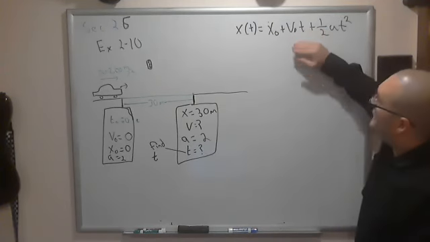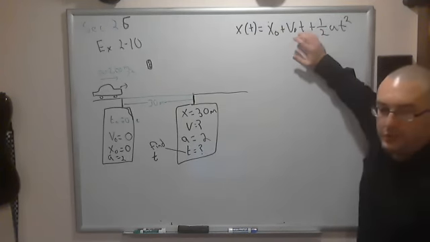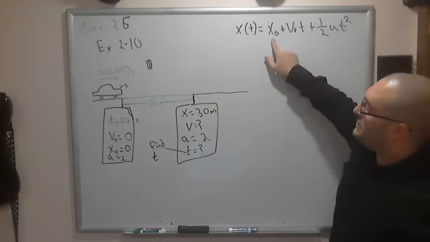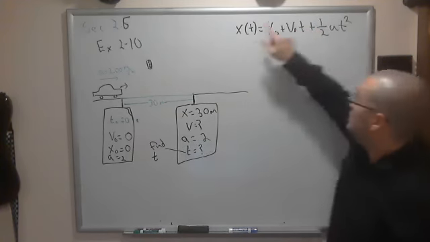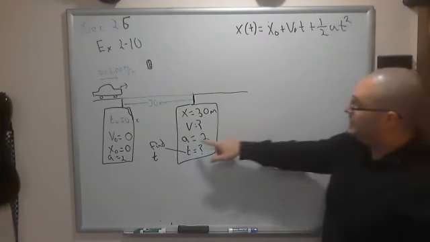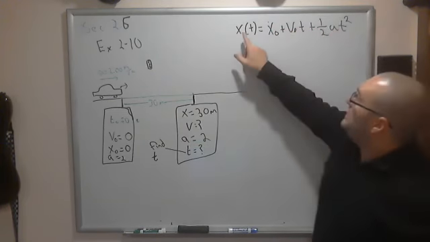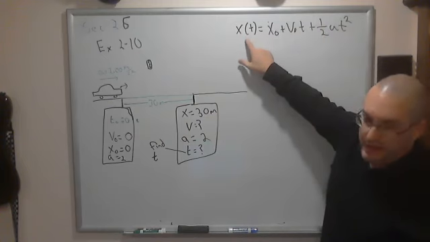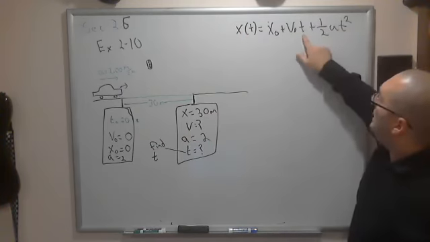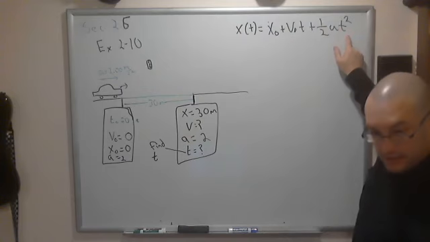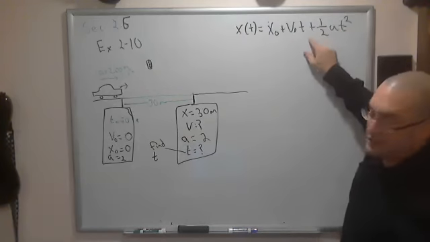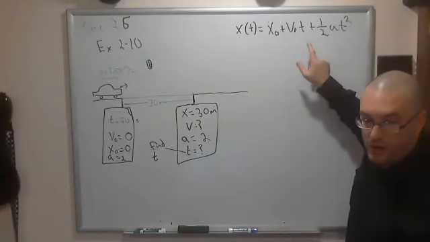Next, we look at what's in this problem. What do we know that's in this problem? Do we know x naught? Yes. Do we know v naught? Yes. Do we know a? Yes. Do we know x at the time later? Yes. There's only one parameter that we don't know, and that's t, right? So we can solve this problem without using any other equations.